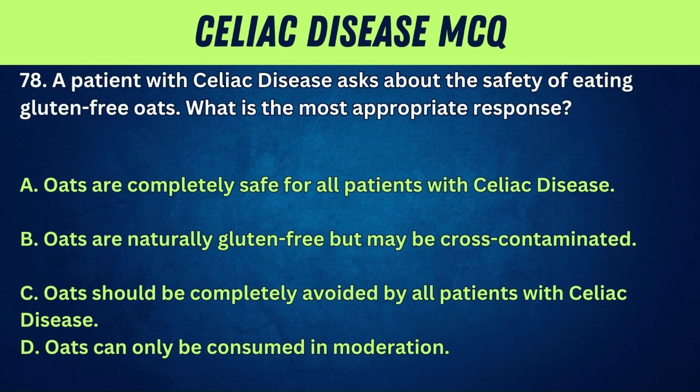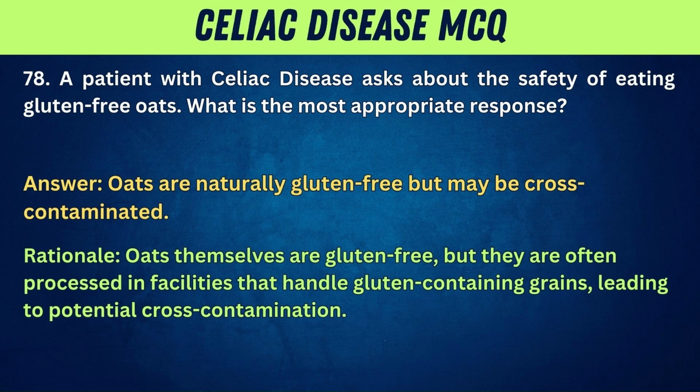78. A patient with celiac disease asks about the safety of eating gluten-free oats. What is the most appropriate response? A. Oats are completely safe for all patients with celiac disease. B. Oats are naturally gluten-free but may be cross-contaminated. C. Oats should be completely avoided by all patients with celiac disease. D. Oats can only be consumed in moderation. Answer: oats are naturally gluten-free but may be cross-contaminated. Rationale: oats themselves are gluten-free, but they are often processed in facilities that handle gluten-containing grains, leading to potential cross-contamination.